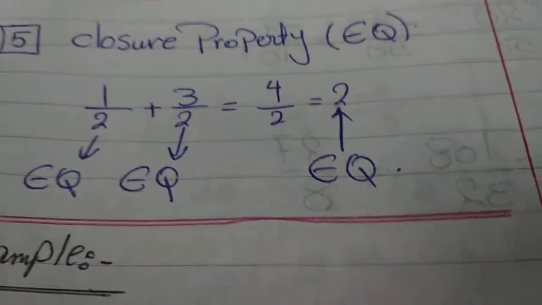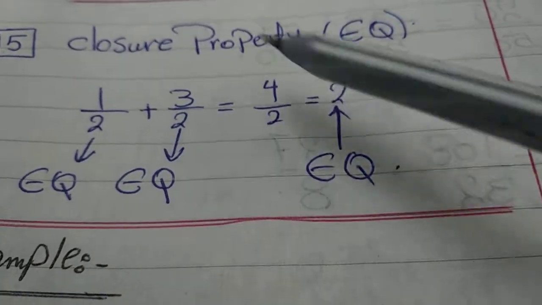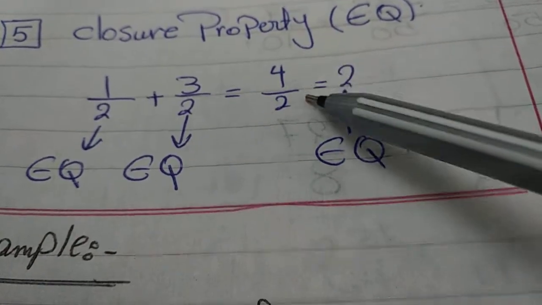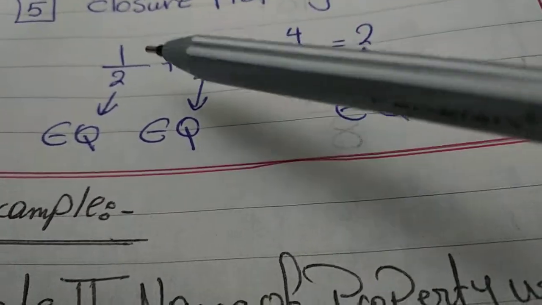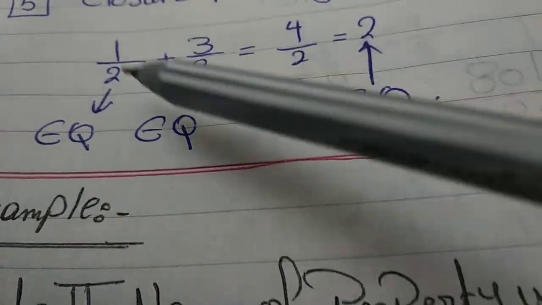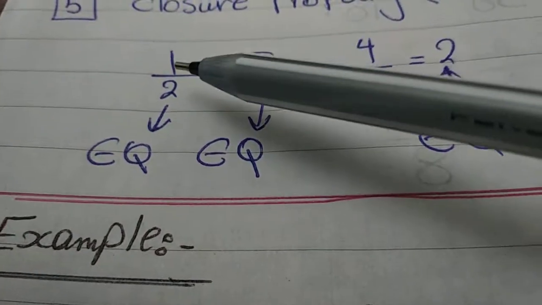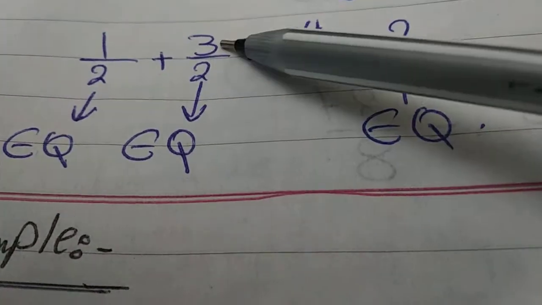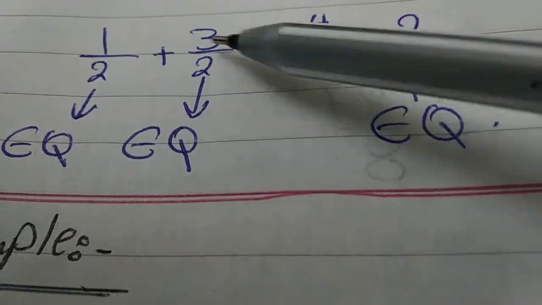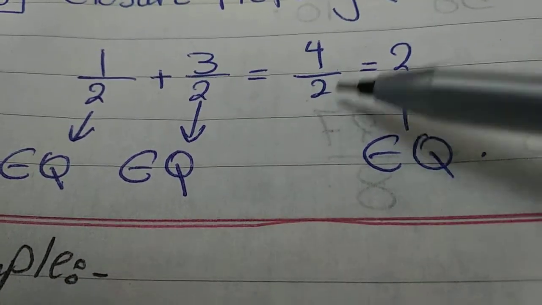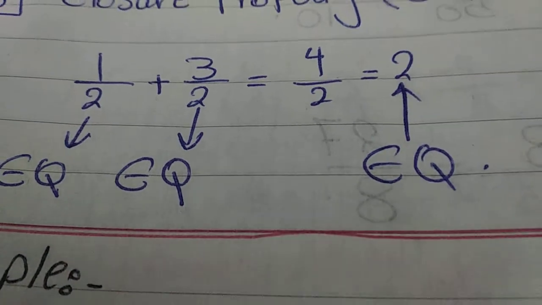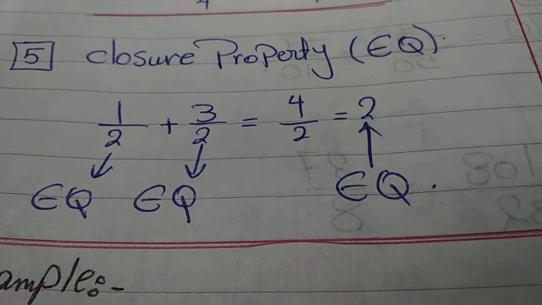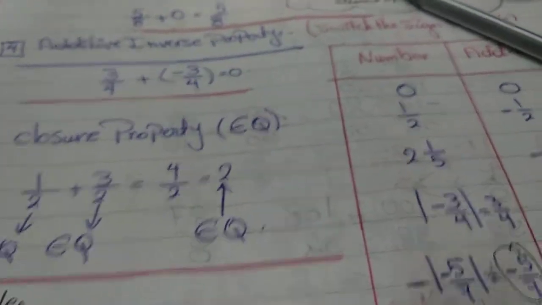The last property is the closure property. The meaning of closure property is related to the answer of the addition. If I have two rational numbers added to each other, for example, 1 over 2, this is a rational number, added to another rational number, for example, 3 over 2, then the answer will also be a rational number. And this is the meaning of closure property. Let's see an example.